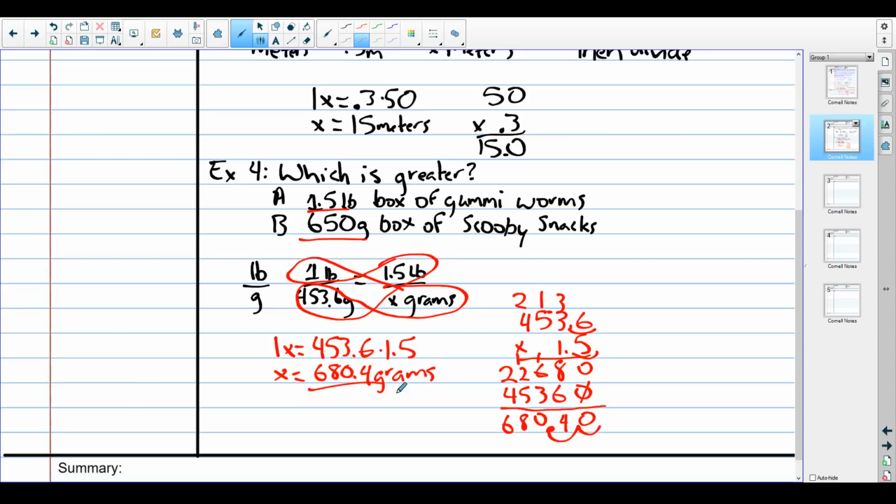And we can say the gummy worms are heavier. Okay, and that's it. Has the highest weight. You want to put that. So that's it for the notes.